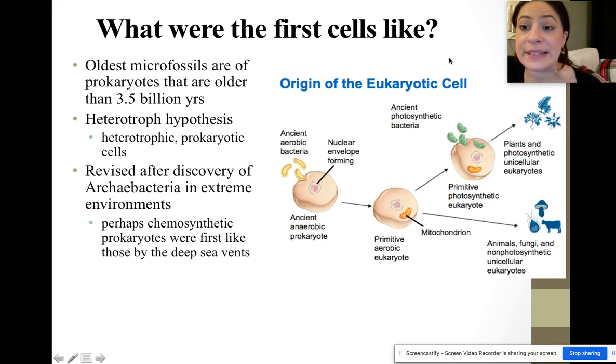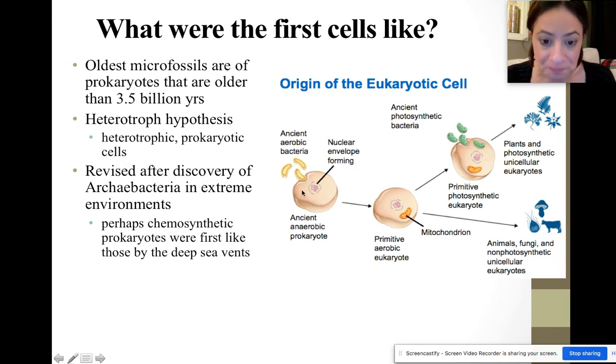Your earliest eukaryotic cells would have formed as different cells would engulf other cells. But let me use this picture to explain. So here in the origin of the eukaryotic cell, this larger cell here would have been an anaerobic prokaryotic cell. So it's a cell that is able to survive without oxygen. So that's what anaerobic means, right?